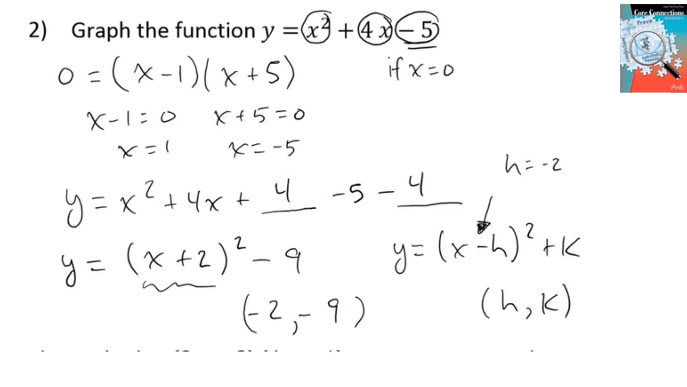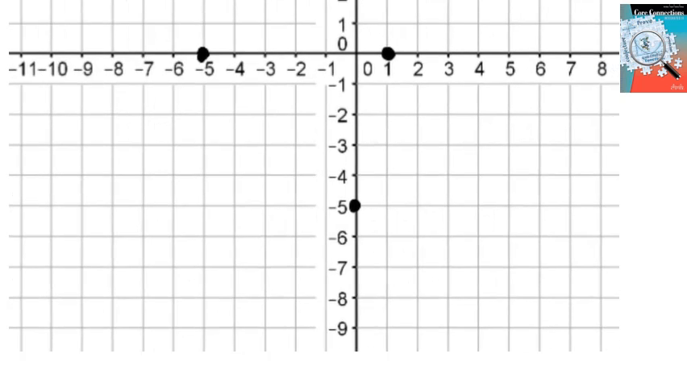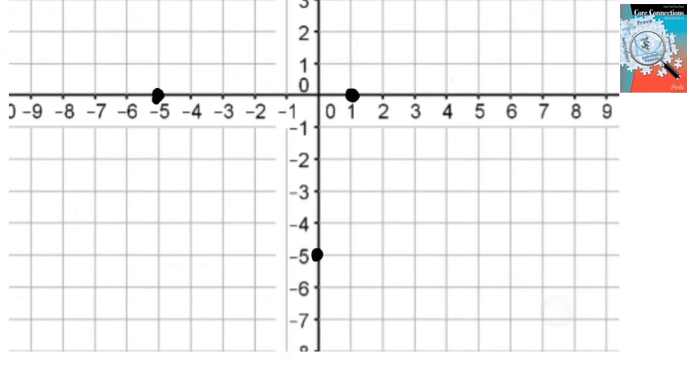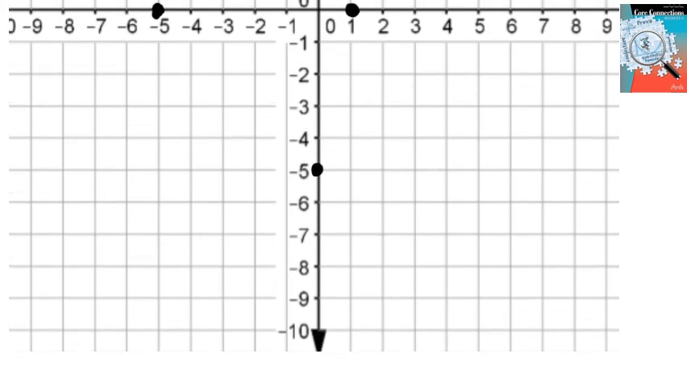So my vertex is at the point negative 2 comma negative 9, and I'm going to add that to my graph as well. So right here at negative 2, we're going to go all the way down to the number negative 9. So at this point, we've got our vertex, which also gives us what our axis of symmetry is.